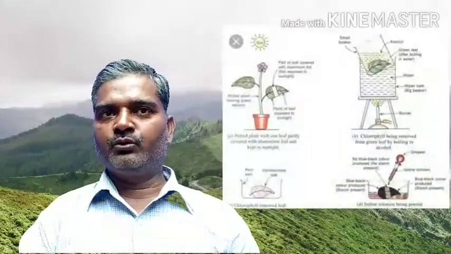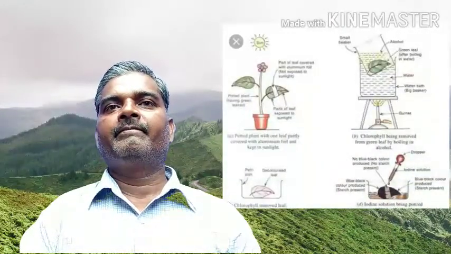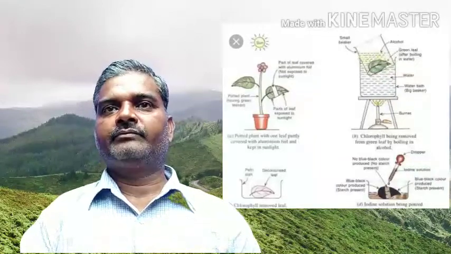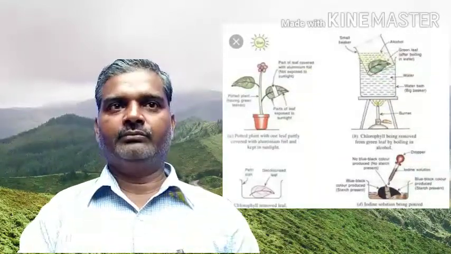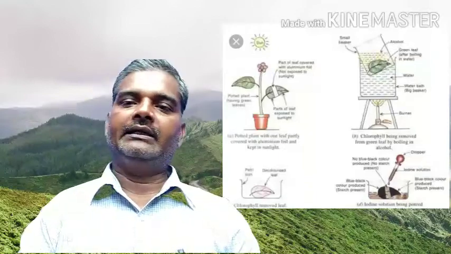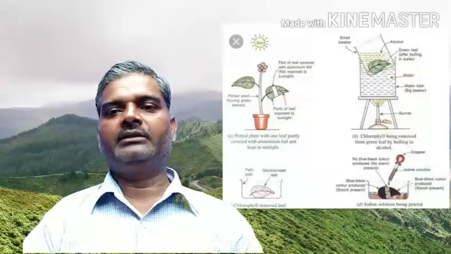First, a leaf with two colors, a beaker, stand, Bunsen burner, water, test tube, ethanol and iodine solution. These are necessary. Method: how can you do this activity?